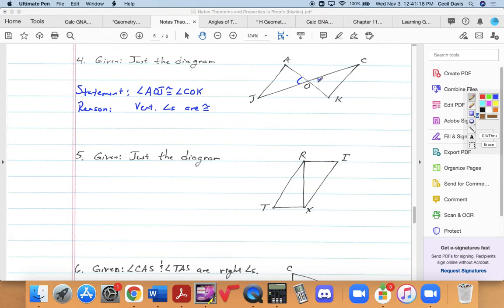Mr. Davis, are vertical angles not a theorem? You can write the vertical angles theorem, and I would take that. I usually just write it because it's so short. So vertical angle theorem, you take that? I just said that.